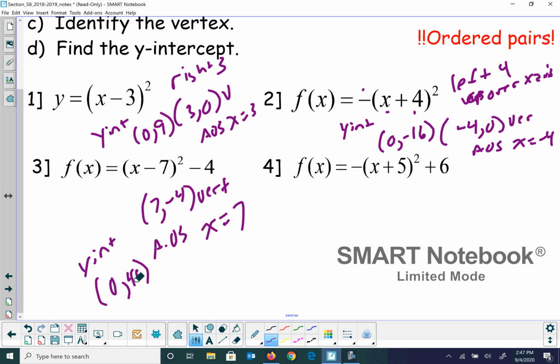Okay. Next problem, my vertex. So this would go left 5, so minus 5, up 6. So there's my vertex. My axis of symmetry is going to be x equals negative 5.